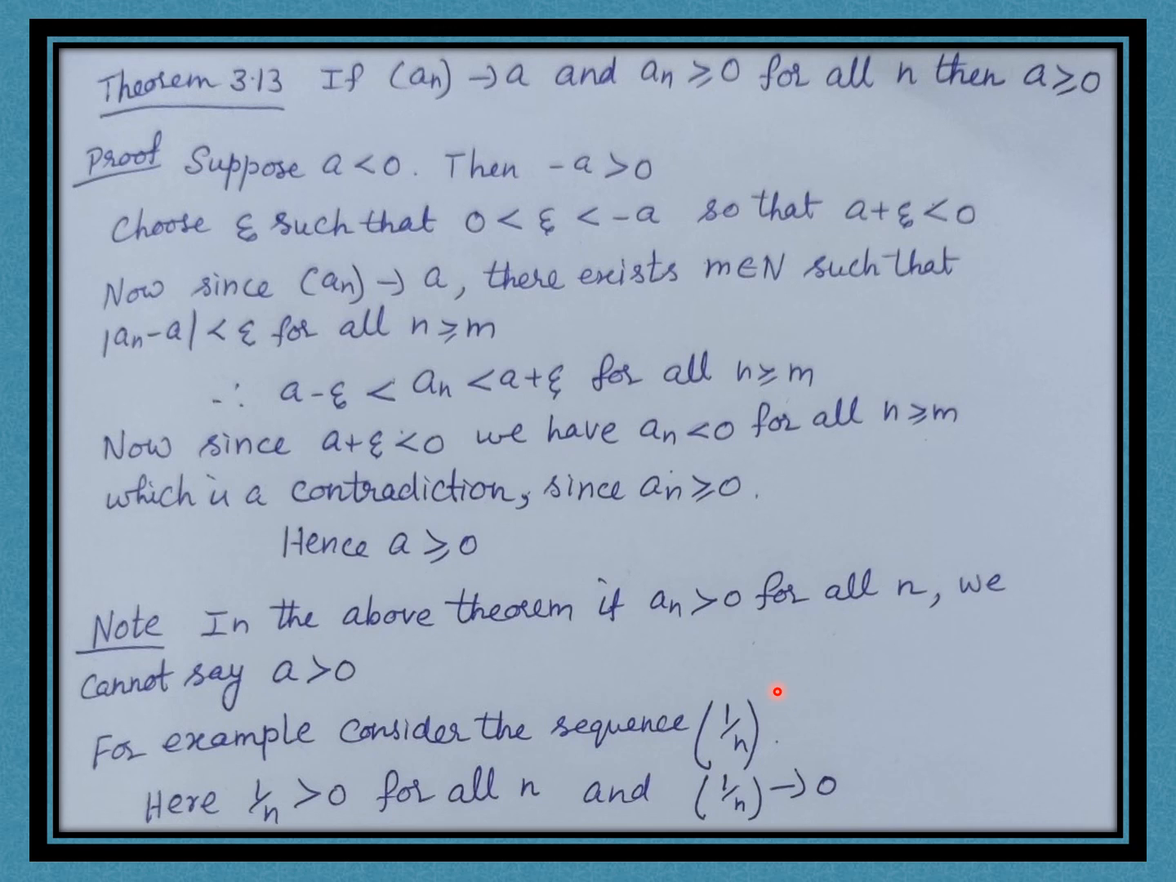No value of this sequence is equal to 0. All the values are greater than 0. But we have also seen the example that this sequence converges to 0. So we have 1 by n is greater than 0, but it converges to a value which is equal to 0. Therefore, the above theorem is not true when an is greater than 0. So with this, we are completing this module. Thank you.